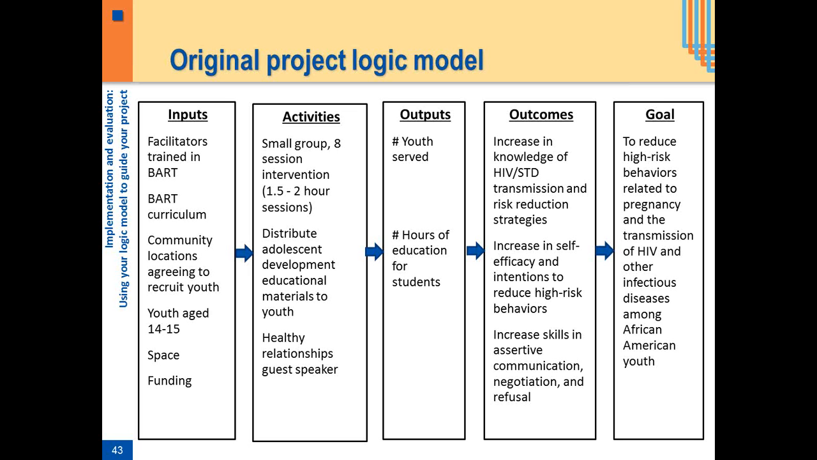They're going to distribute some adolescent development educational materials to youth and bring in a healthy relationships guest speaker. And their outputs are going to be the number of youth served and the number of hours of education that students receive. And then you can see on the right the outcomes they were going to achieve and their overall goal. All right, so after reading or hearing about the case study, we're wondering what you would recommend happen next.